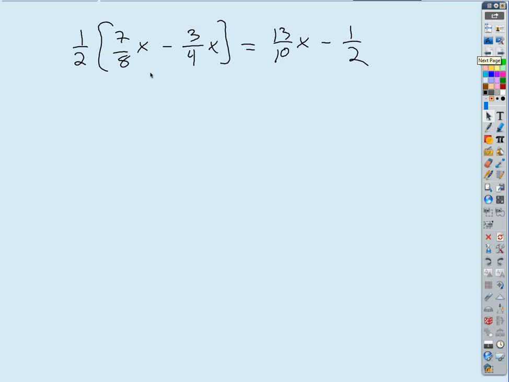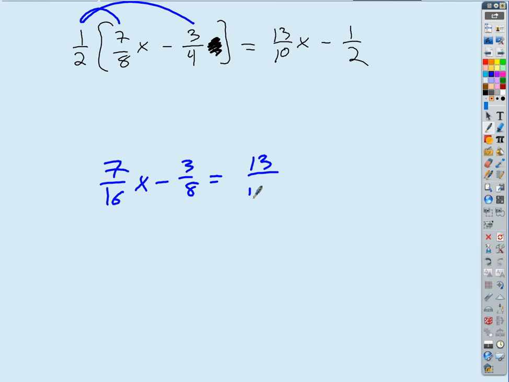If I distribute the 1/2, I'm just going to get 1 times 7 over 2 times 8. What's that? 7/16 x. Here, I'll tell you what, this x isn't supposed to be there, so let's get rid of that. If I distribute the 1/2 to the -3/4, I'm just going to get, what, -3/8. And then over here, I don't have to do anything.